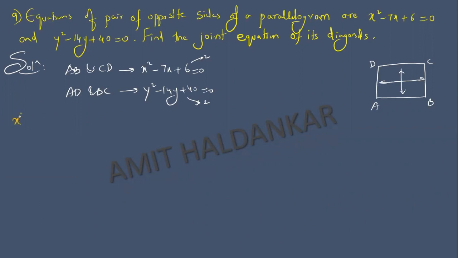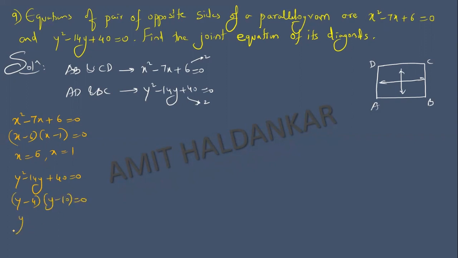So when I factorize x square minus 7x plus 6 is equal to 0, I get 6 ones are 6. That is x is equal to 6 and x is equal to 1. I get two equations, x equal to 6 and x equal to 1. If I factorize y square minus 14y plus 40 is equal to 0, I get two equations, that is 4 tens are 40, y minus 4 and y minus 10 is equal to 0. So I get y is equal to 4 and y is equal to 10. Now these are the equations that you get.